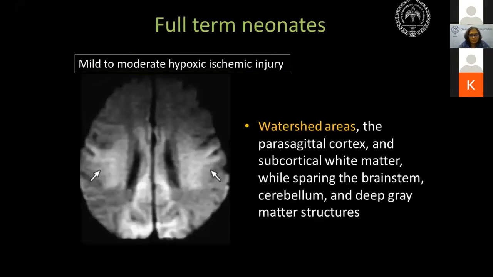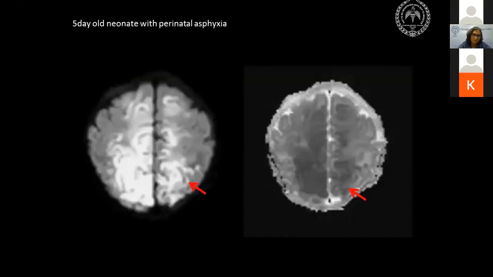Now, what are the findings in full-term neonates? We'd already gone through that in the algorithm. But just to recap, again, mild to moderate hypoxic ischemic injury usually affects the watershed areas, that is the parasagittal cortex and the subcortical white matter, and usually spares the brainstem, cerebellum, and deep gray matter structures. This is a 5-day-old neonate with a history of perinatal asphyxia, showing areas of diffusion restriction in the parasagittal cortex. This is a diffusion-weighted image, and these are the ADC maps.